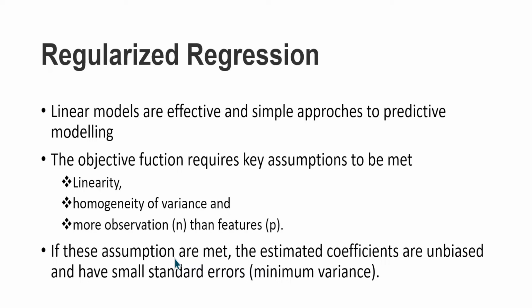Yeah, so if these assumptions are met, that means the estimated coefficients in your ordinary least squares regression are unbiased, and you will have small standard errors, and that means your coefficient has a smaller variance, and that means the value of the coefficient is more accurate, and then you can predict the value closely to the observed value. That means your prediction model is working well.